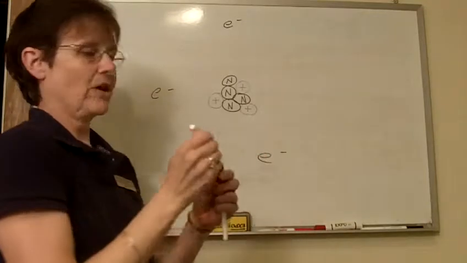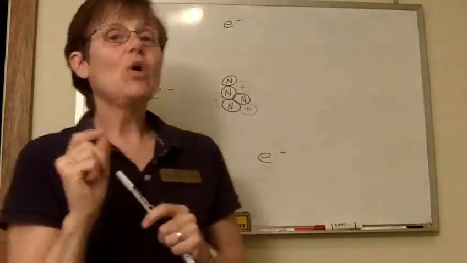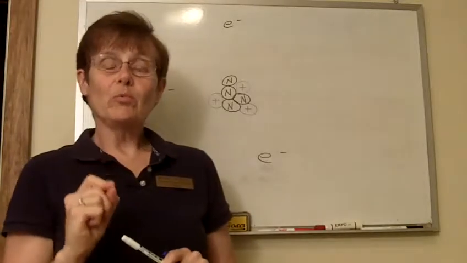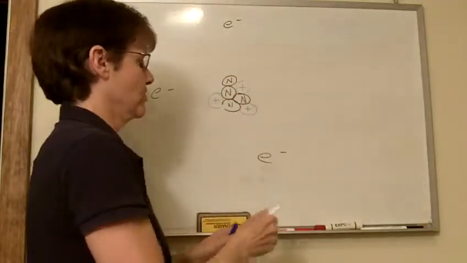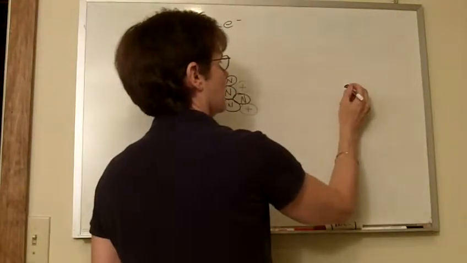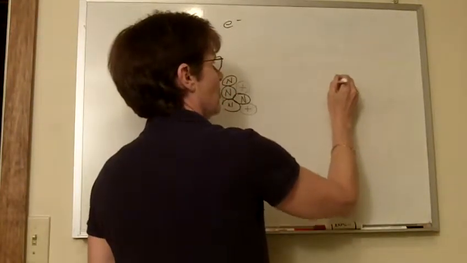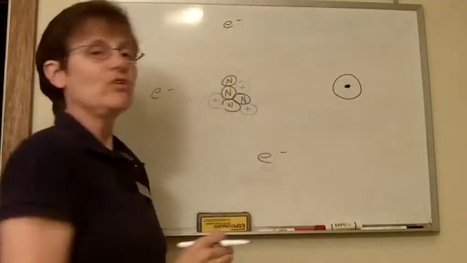And for now, I'll just draw them like that. Now, you already know how to draw a Bohr model of an atom. And in the Bohr model, we don't actually show it's in the center. We just draw a little dot for that. And then if you remember, we have energy levels.